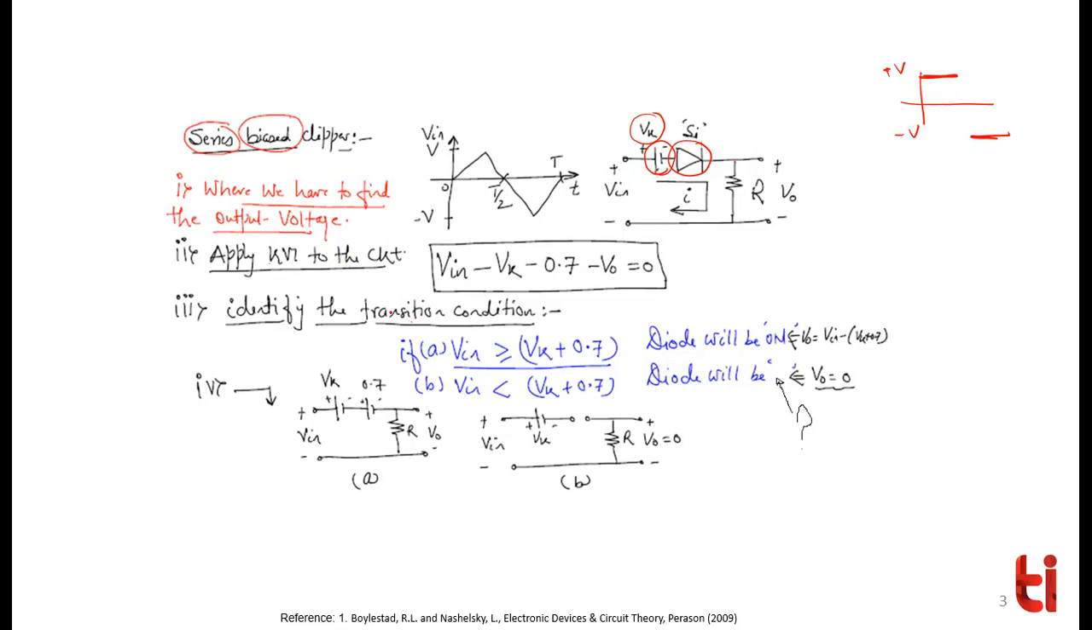Yes, very important. Whenever we are solving this kind of clipper circuits, we first need to find out where there will be a transition. Transition meaning where this diode will become forward biased. This we need to understand. So where will this diode become forward biased?